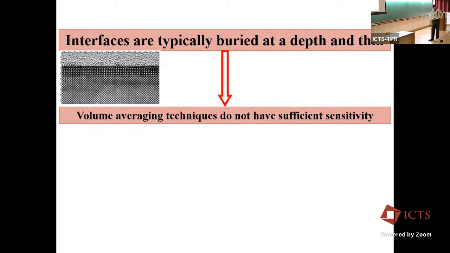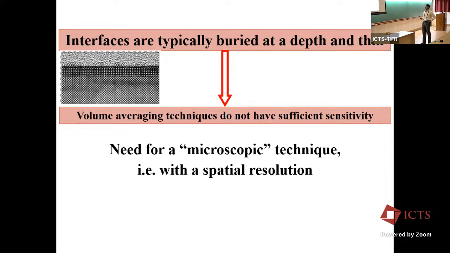So I already mentioned the volume averaging techniques will have a very small contribution from this very thin layer. And so what you need is a microscopic technique, a technique that can be selectively sensitive to this interface region only. And you want to understand that. You want this microscopic technique to have a spatial resolution. And this spatial resolution is slightly different from the microscopic technique that we normally talk about, which has a lateral resolution. Here you want a vertical resolution.